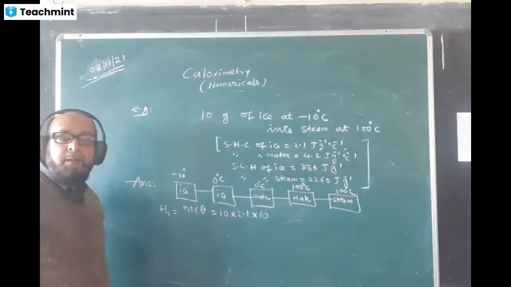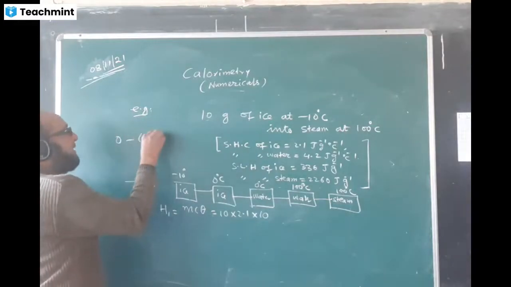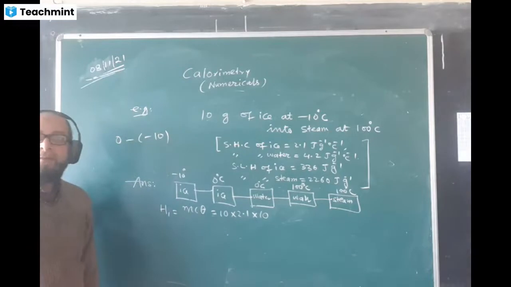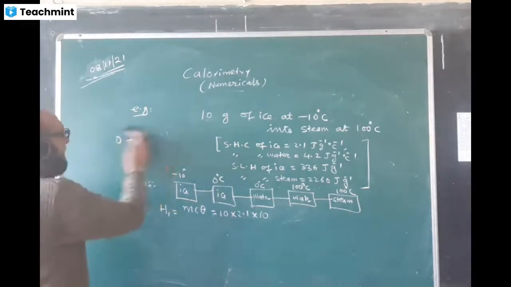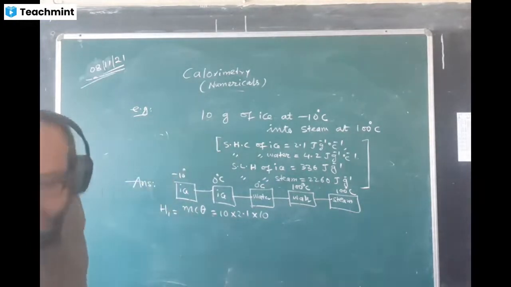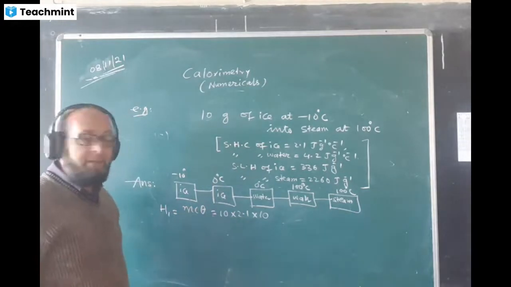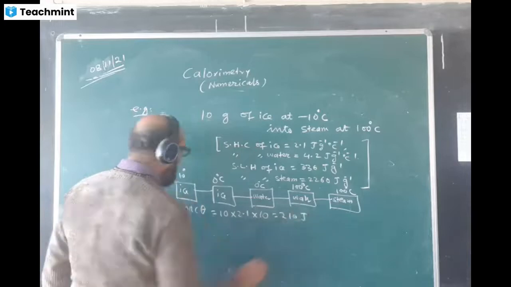0 minus 10 is minus 10, no? Hey, come on, you are in class 10. The temperature difference theta value will never be negative. You are taking the difference of temperature. It will be 10. Don't take minus 10. Now multiply. The answer will come 210 joules.